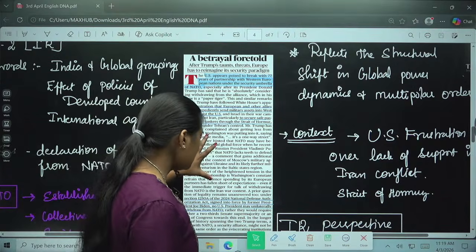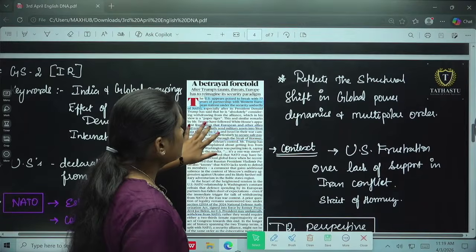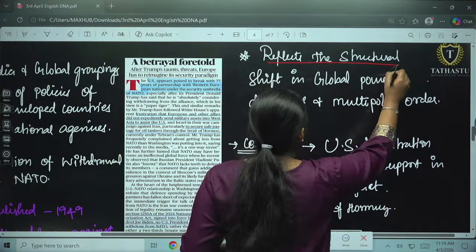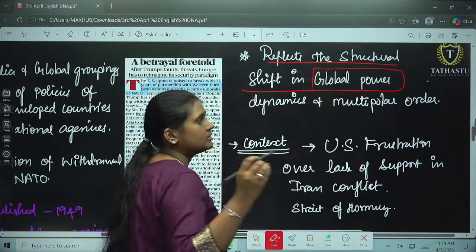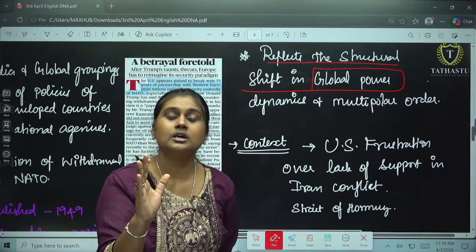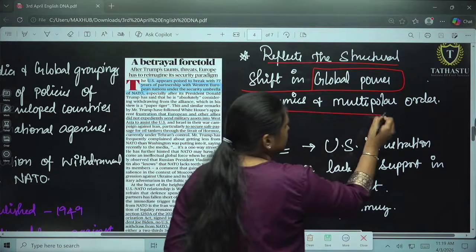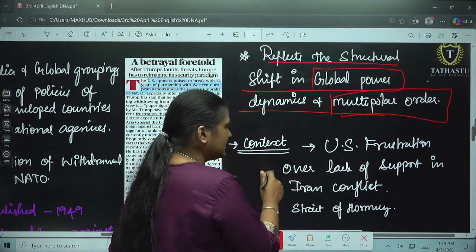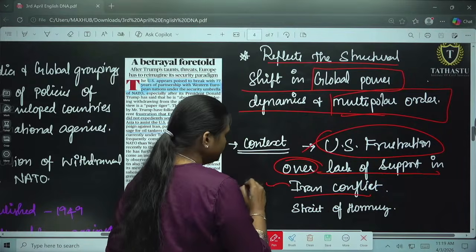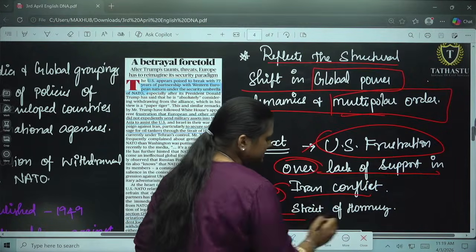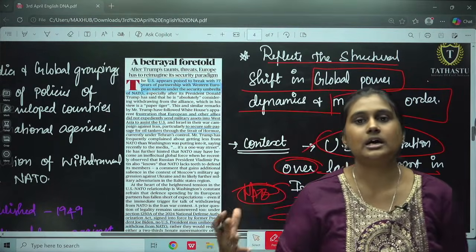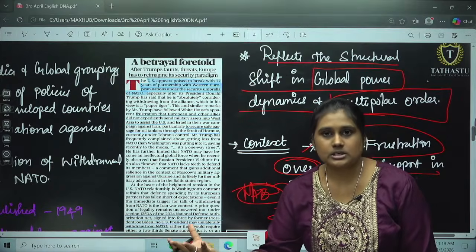So if you see here, the major problem why we are reading about this in international relations is that it reflects the structural shift in global power, where the US is moving out of the multipolar system and is trying to be one huge power. The context here is US frustration about the lack of support from NATO in Iran's conflict, and also the disrupted oil supply from the Strait of Hormuz, which is affecting the US and other countries, where the US is losing the market at times.